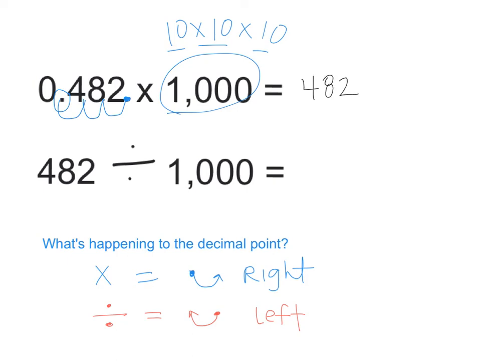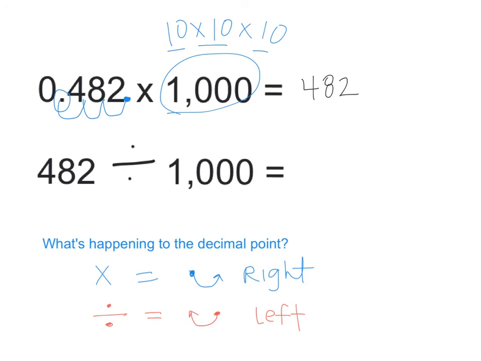Let's take a look down here. I have 482. I want to divide it by 1,000. If I'm going to share something among 1,000 people, is the number going to get bigger or smaller? Smaller. Moving the decimal point to the right makes it bigger, and to the left makes it smaller. So if I'm dividing by 1,000, I move it to the left. And that's what we wrote down here.